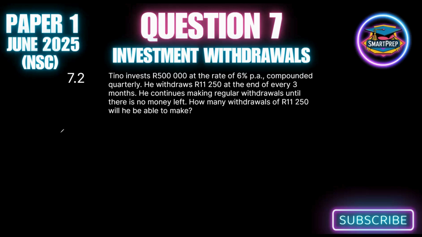Okay, so what we have to do here is we use our present value formula. The 500,000 is going to be your P, because that's what it presently is, because he's investing 500,000, right?